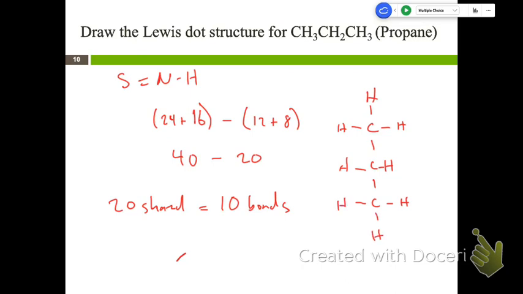How many bonds is that? 1, 2, 3, 4, 5, 6, 7, 8, 9, 10. Done. Bam. No lone pairs. Don't need to think about anything else. Because we counted all 20 as shared. We only had 20. So we're done.